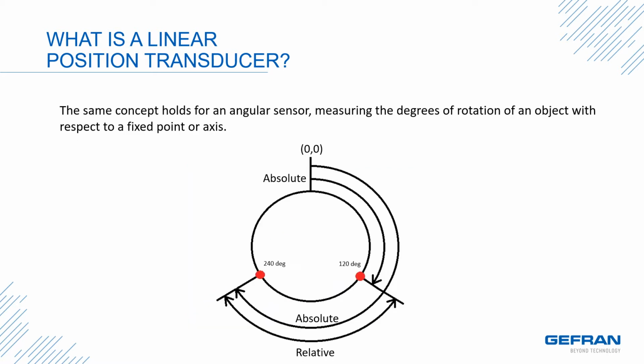The same concept holds for an angular sensor, measuring the degrees of rotation of an object with respect to a fixed point or axis. In this diagram, you will see that absolute 0 is defined as true north. The red dot on the right has an absolute measurement of 120 degrees. The red dot on the left has an absolute measurement of 240 degrees. The relative measurement between them is 120 degrees.